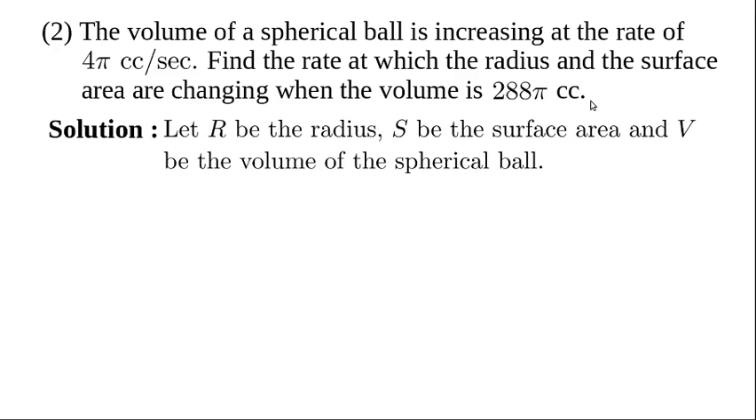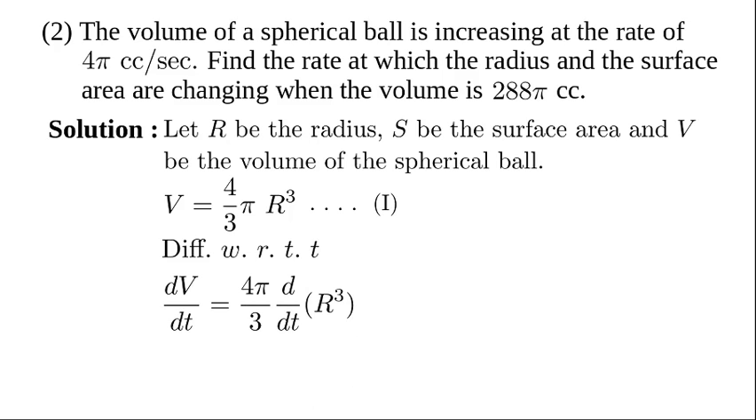Let R be the radius, S be the surface area, and V be the volume of the spherical ball. We know that V is given by 4 by 3 pi R cube. Let us call it equation 1. Differentiate with respect to t. dV by dt equal to 4 pi by 3 into d by dt of R cube. We are given the rate of change of volume as 4 pi. Therefore, we get 4 pi in place of dV by dt, and that's equal to 4 pi by 3 into 3r square dr by dt. This is the derivative of R cube.